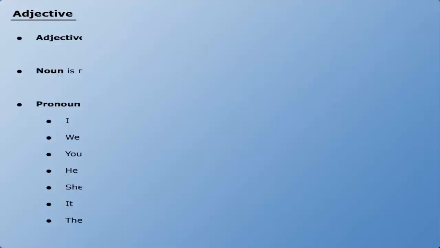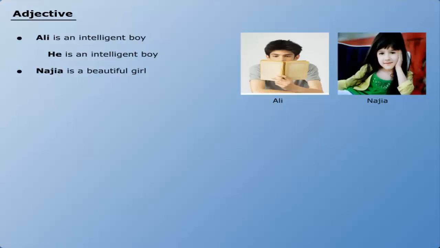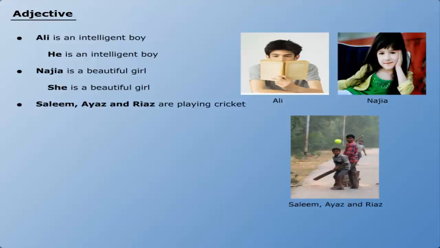For example, Ali is an intelligent boy. If we use pronoun instead of Ali, we will say, he is an intelligent boy. Nadia is a beautiful girl. If we use pronoun instead of Nadia, we will say, she is a beautiful girl. Salim, Ayaz, Riyaz are playing cricket. If we use pronoun instead of Salim, Ayaz, and Riyaz, we will say, they are playing cricket.